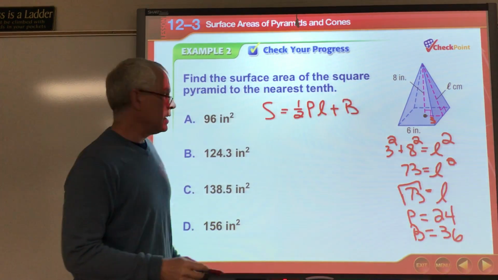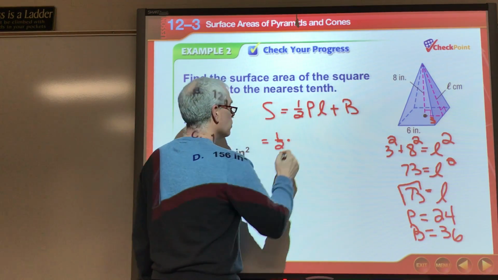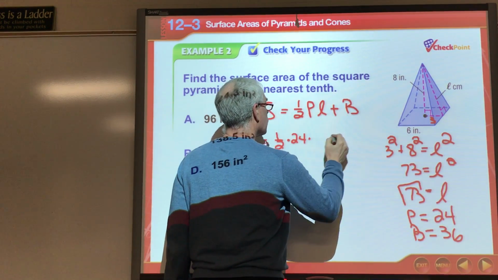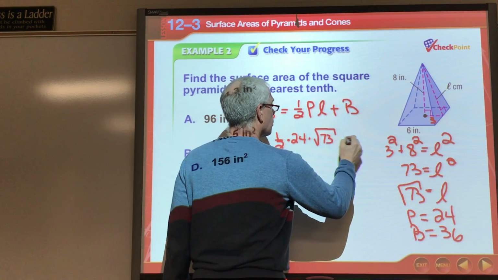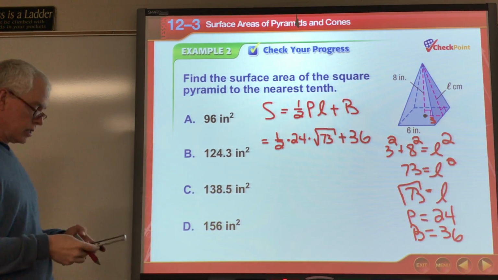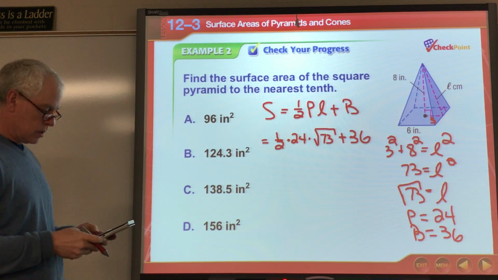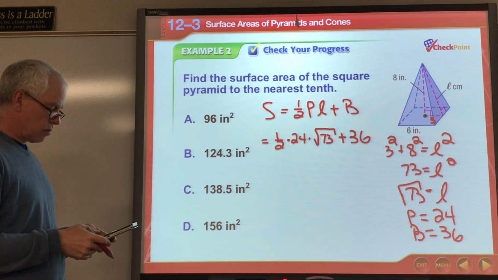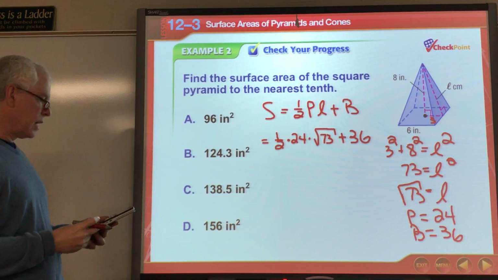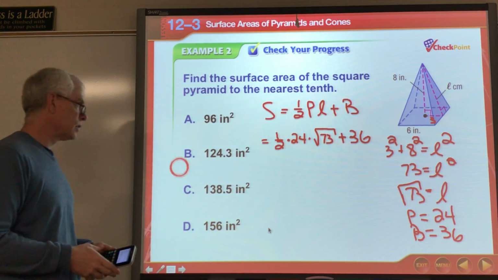Now I've got everything I need, so I'm going to go 1/2 times P, which we said was 24, times L, which we said was the square root of 73, plus the area of the base, which we said was 36. Now I just need to put that into my calculator. So 0.5 times 24 times the square root of 73 plus 36. I get like 138.5. So it looks like C is our answer here.